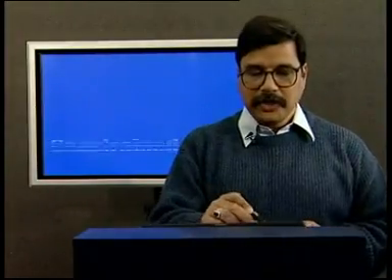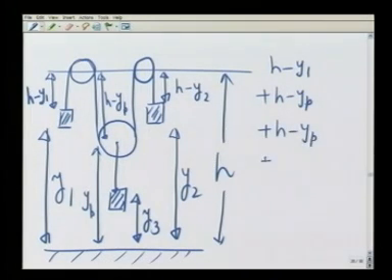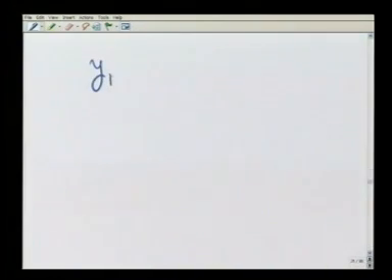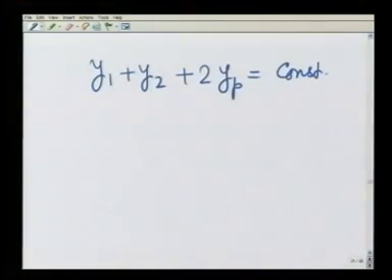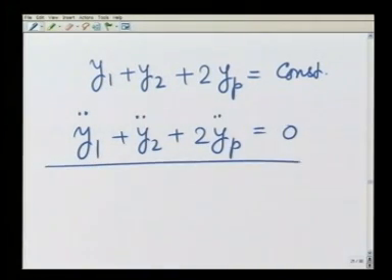Therefore, the length of the rope is h minus y1 plus h minus yp, plus another h minus yp plus h minus y2, and these distances are also fixed because the radius of the pulley is fixed. So this is going to be equal to a constant. In other words, if I reshuffle the variables, y1 plus y2 plus 2 yp equals a constant. To bring them to usable form, I differentiate them and write y1 double dot plus y2 double dot plus 2 yp double dot equal to 0. That is one of the equations that I need.